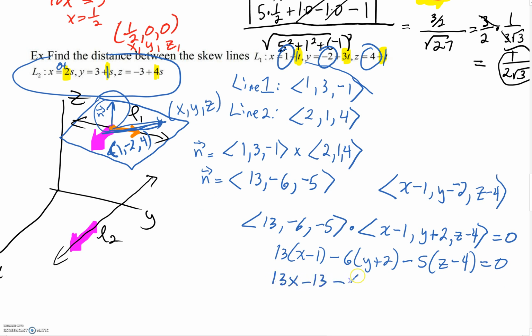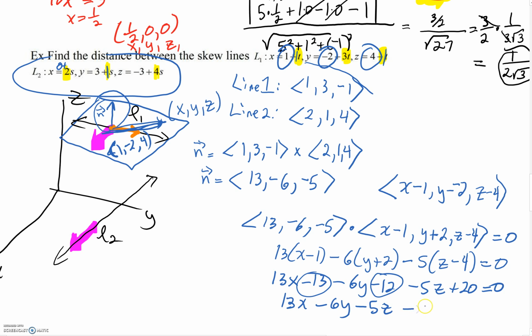You might wonder why we are doing this. Well, we'll talk about that in just a moment. First of all, we could have our 13x minus 6y minus 5z. But look, we have a minus 13 and a minus 12. That's -25. Plus 20, that would be a minus 5. And set that equal to 0. Guys, right now you have the equation of this plane that I drew up there.